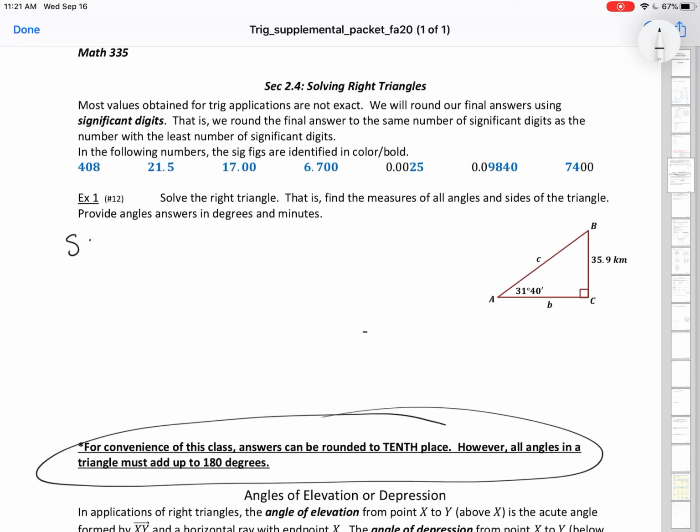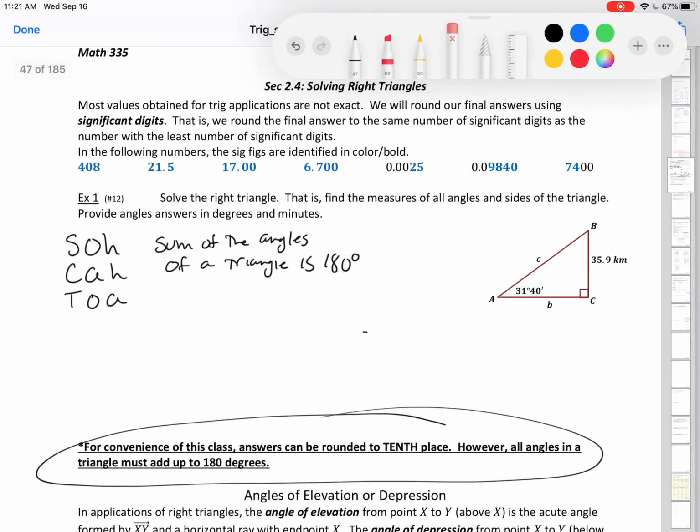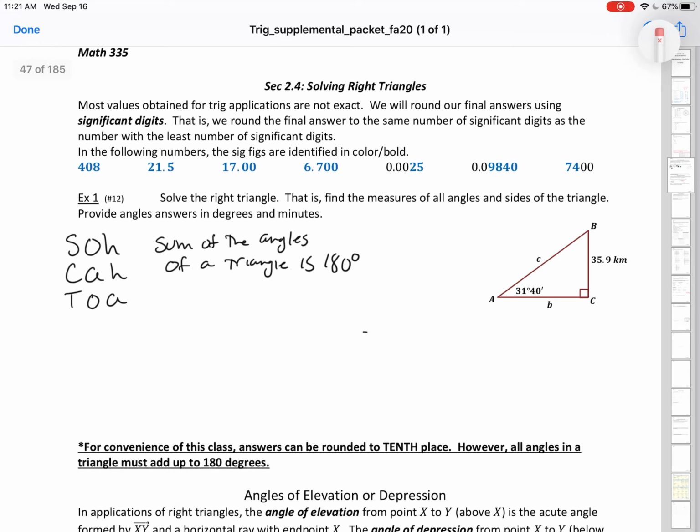And so we can totally solve a right triangle. What you remember is that sine is opposite over hypotenuse, cosine is adjacent over hypotenuse, tangent is opposite over adjacent. And you also know that the sum of the angles of a triangle is 180 degrees. We're going to use those two facts in order to solve triangles. Some of the problems will be like exercise 1, related to number 12 in our text, to solve the triangle. No problem. Let's go ahead and solve this triangle.